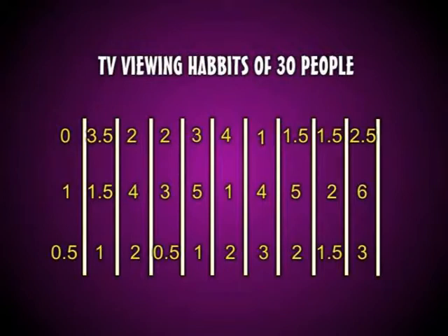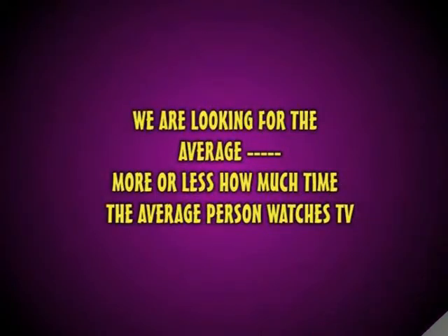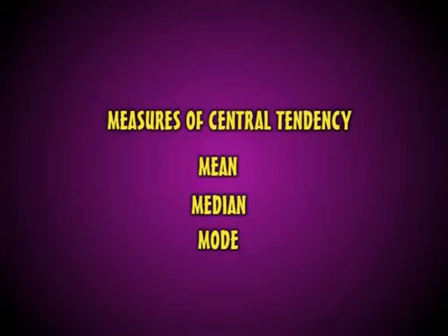So, what can we do about this data? What can we deduce from it? Let us have a look at that. Firstly, I am going to look for an average or a generalization I can give to this group. The reason for this is that there are millions of potential viewers out there. I've only got 30 people. I want to know more or less how much time the average person spends watching television. This brings me onto a section of work called Measures of Central Tendency.